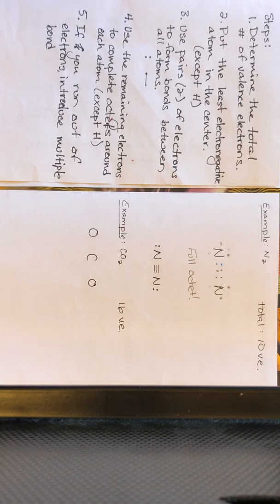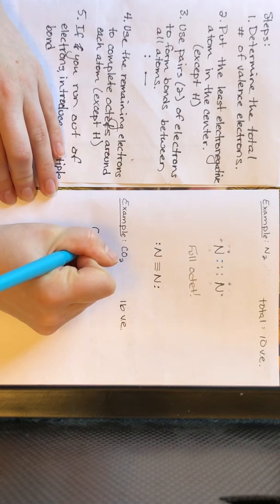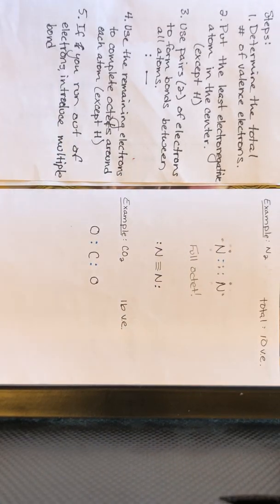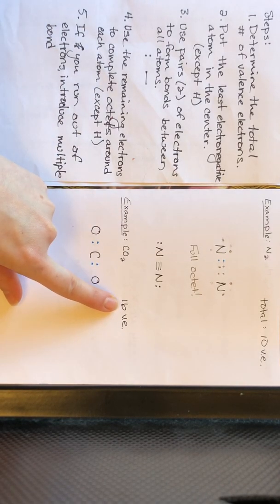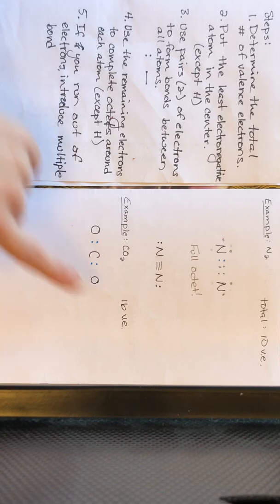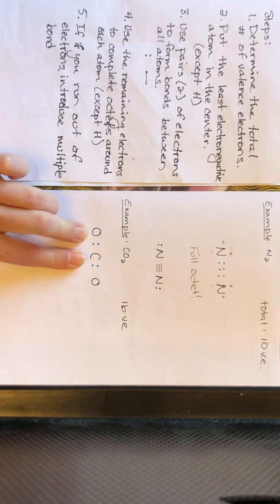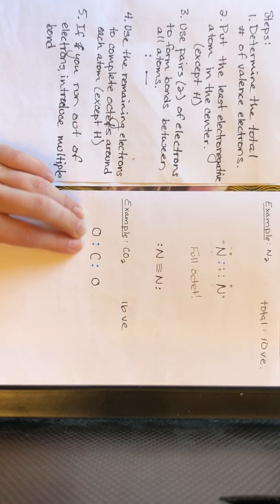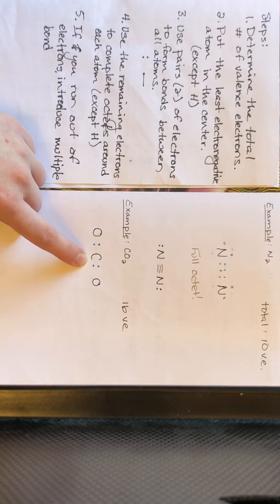Now we put pairs of electrons between all the atoms, so one pair between the carbon and the oxygen on one side, one pair between the carbon and the oxygen on the other side, and that's 4 of our electrons. We've got 12 more. So now we want to try and fill an octet. Currently the oxygen has 2, the carbon has 4, and this oxygen has 2 as well. So this oxygen needs 6 more, this oxygen needs 6 more, this carbon needs 4 more.